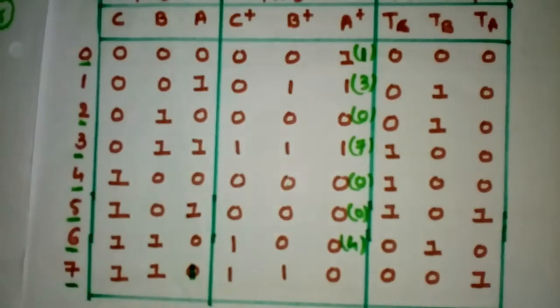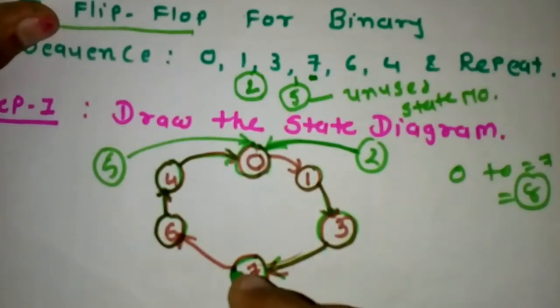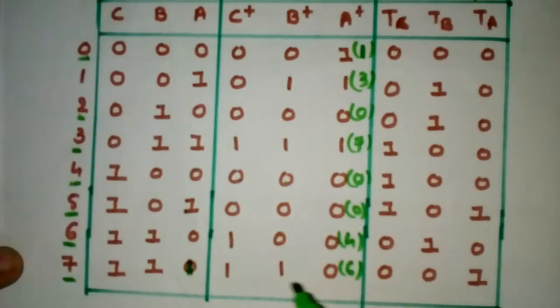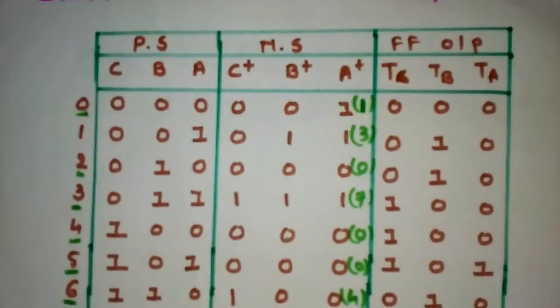Now state 7. What is the next state of 7? Next state of 7 is 6, 1 1 0. So according to our state diagram, we define the next state of all the present states.